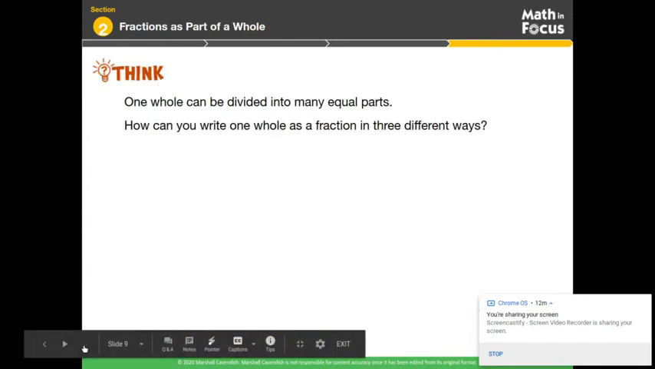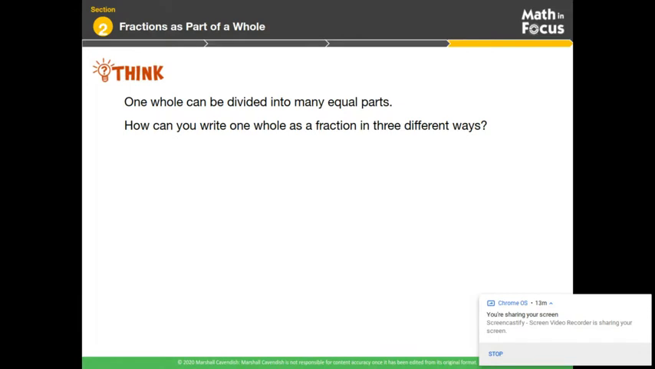So let's revisit this question. I'm wondering if you can try it. 1 whole can be divided into many equal parts. Boys and girls, what are all the different ways you can write 1 whole as a fraction? Can you try 3 different ways? You can use models, you can use number lines, you can use words. Give it a try.